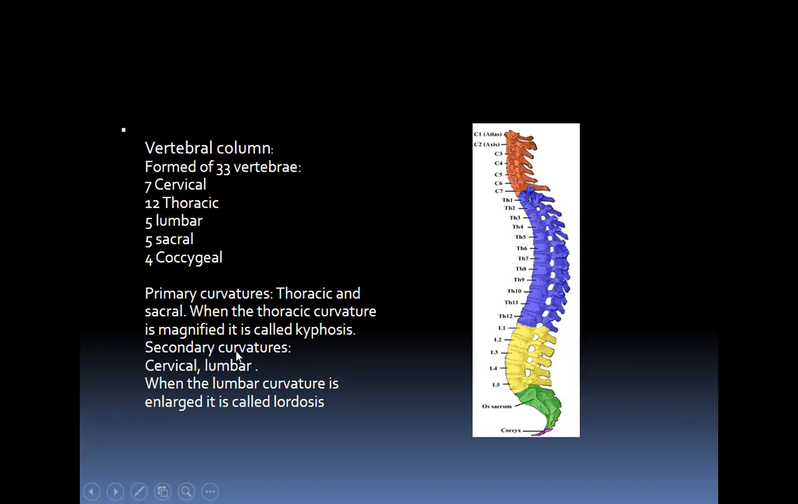Then there are the secondary curvatures, like the cervical, and then we have the lumbar curvature. When the lumbar curvature is enlarged, it is called lordosis. If this becomes more, the person bends backward. He will walk like a lord. That's why it is called lordosis.